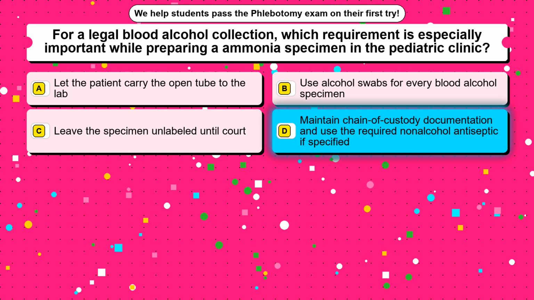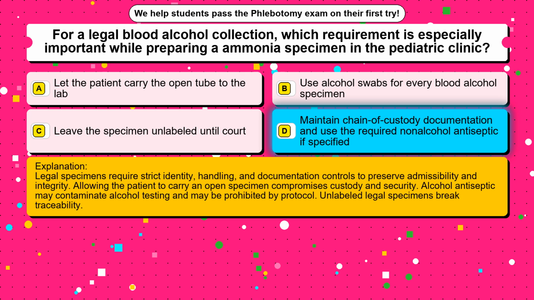The correct answer is option D. Maintain chain of custody documentation and use the required non-alcohol antiseptic if specified. Legal specimens require strict identity, handling, and documentation controls to preserve admissibility and integrity. Allowing the patient to carry an open specimen compromises custody and security. Alcohol antiseptic may contaminate alcohol testing and may be prohibited by protocol. Unlabeled legal specimens break traceability.